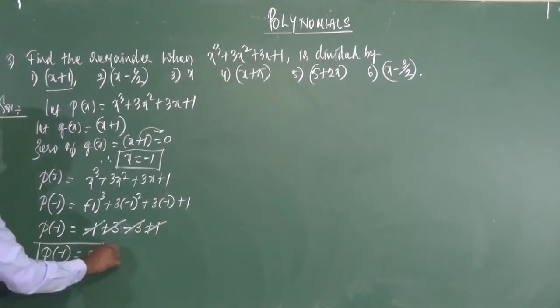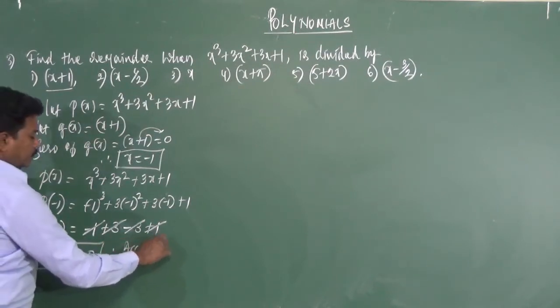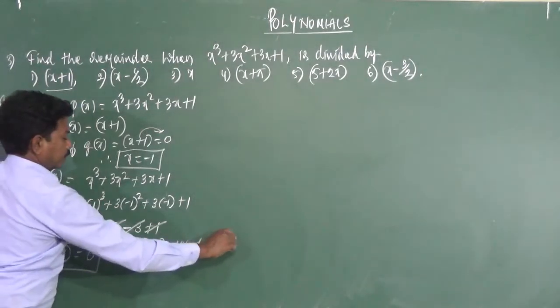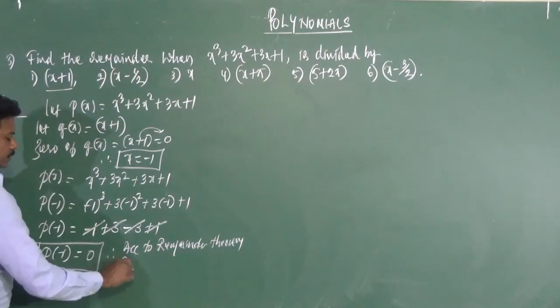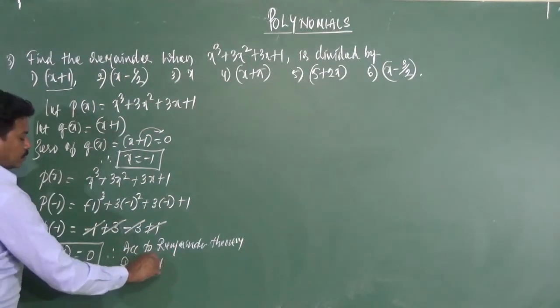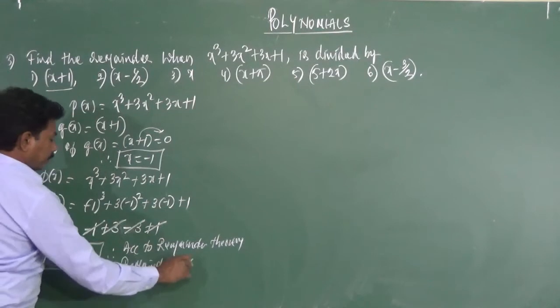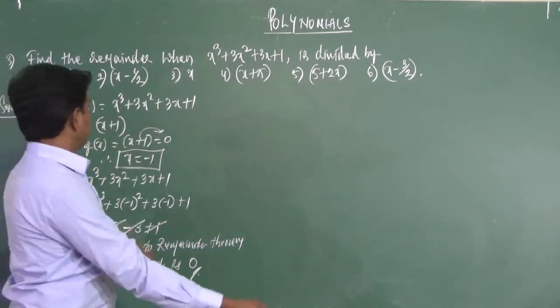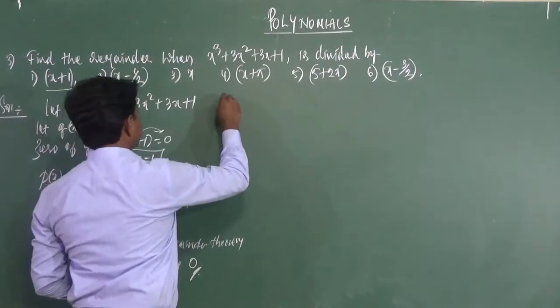So according to the remainder theorem, the remainder is 0. When a polynomial is divided by another polynomial and the remainder is 0, then we say that this g of x is a factor of p of x and p of x is a multiple of g of x. That is what I had discussed in the theorem. So let us get into the second problem.